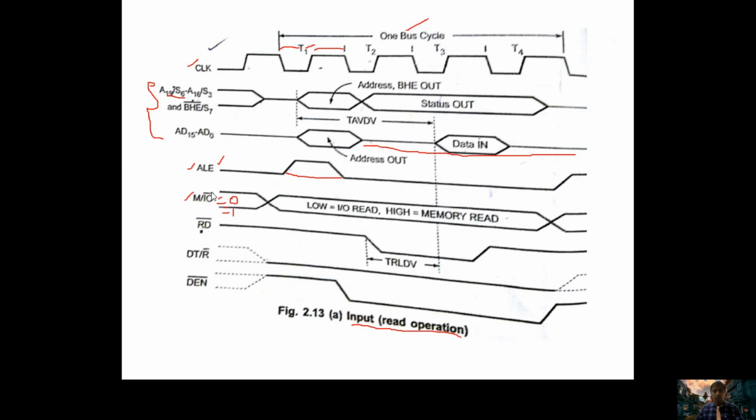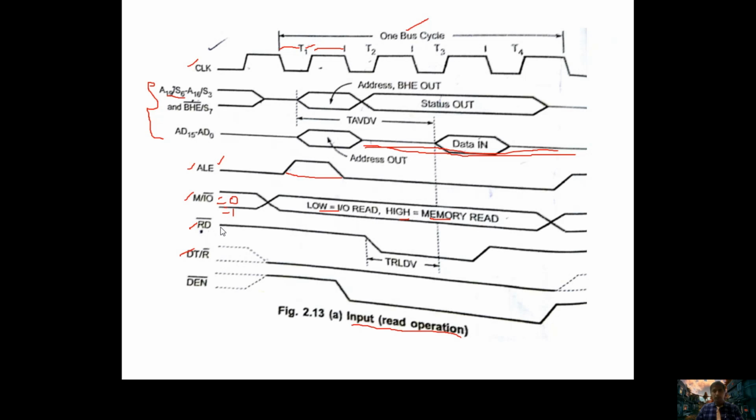So here also, where data is available, in that time only M by IO bar must be high. So generally, preferably M by IO bar signal must be high during T2 to T4 time. So we should represent, see, M by IO bar must be either low or high. So in this example, if you observe, low means IO, high means memory. Whether it is read or write is decided by the read bar signal and DT by R bar signal. So for reading IO, it should be low. For reading memory, it should be 1. Like that, in this representation, he mentioned both. So IO read means low. Memory read means high.